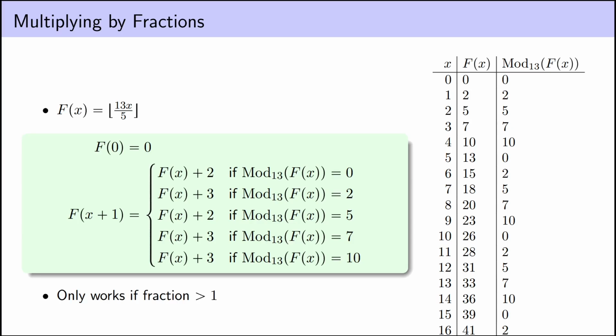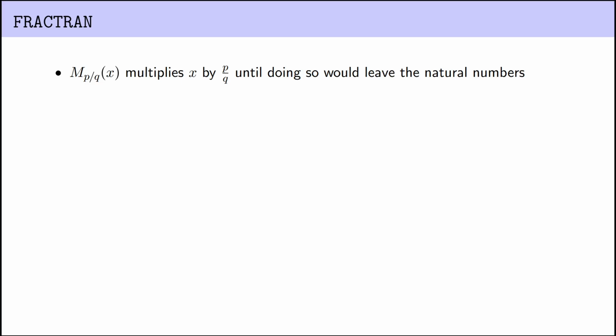Note that this construction only works for fractions larger than 1. If we tried multiplying by, say, 2/5 and rounding down, we'd get successive values of f of x that were equal to each other. So we couldn't determine f of x plus 1 just by looking at f of x at all, let alone just using pure iterative functions. But otherwise, this sort of construction here works for any fraction we like. If you've seen my video on Fractran, perhaps you can see where this is going.